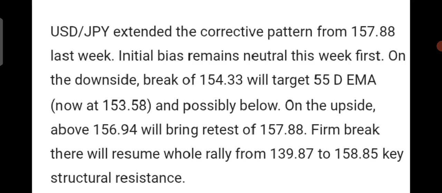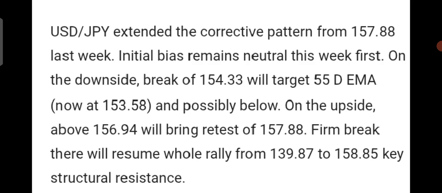If you look at the daily charts, the 55 exponential moving average is currently at 153.58. So that is the support that we have right now. So we're going to sell if and only if 154.33 breaks, and then we're going to set our take profit at 153.58. Of course, the price can fall further below that price, but that is our own take profit for now.